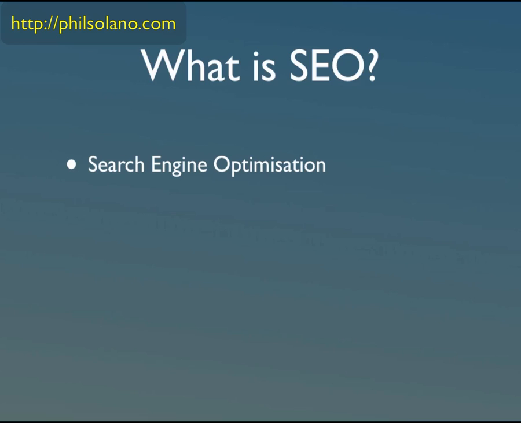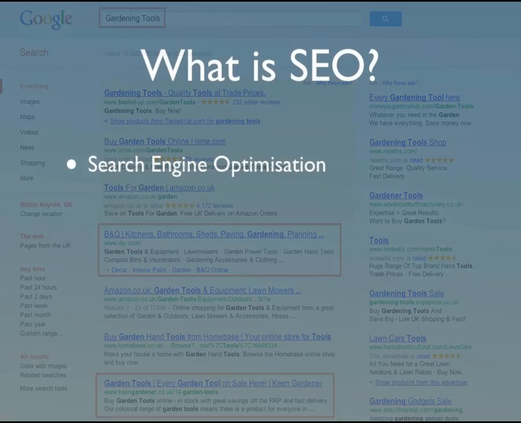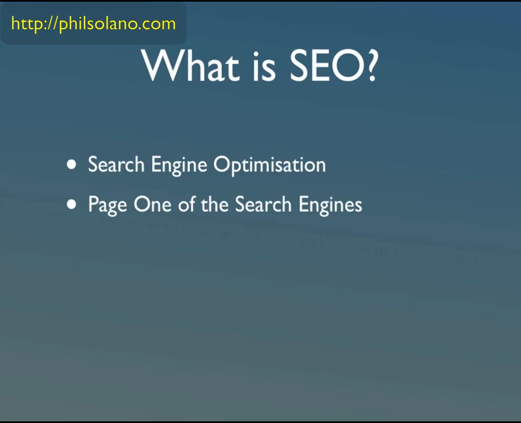Let's say, for example, that your product or your service or niche happens to be gardening. A visitor wants to find out information about gardening tools. So they go to their favourite search engine, be it Google, Yahoo or Bing, and they type in their keyword phrase, gardening tools. Ideally, your site will be on the top of page 1 of the search engines. So SEO is the method by which we help you to achieve that result.